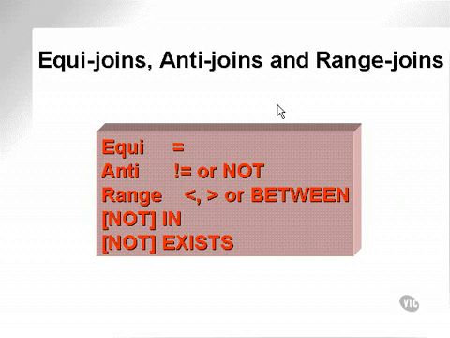Equijoins, anti-joins, and range joins. These types of joins are not effectively joins in themselves, or join types, but the way these joins perform and the way they behave are affected by the comparison conditions they use, namely equals, not equals, range searches with greater than, less than, or between, and also in and exists can be categorized in this section as well. Let's go through them.